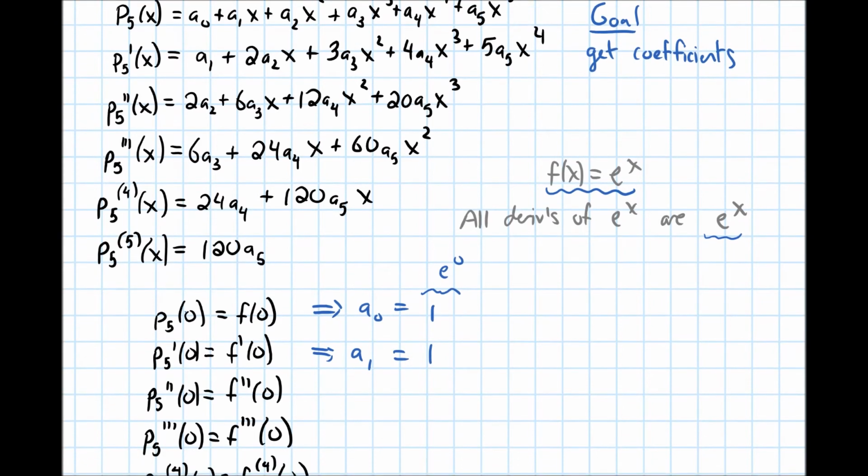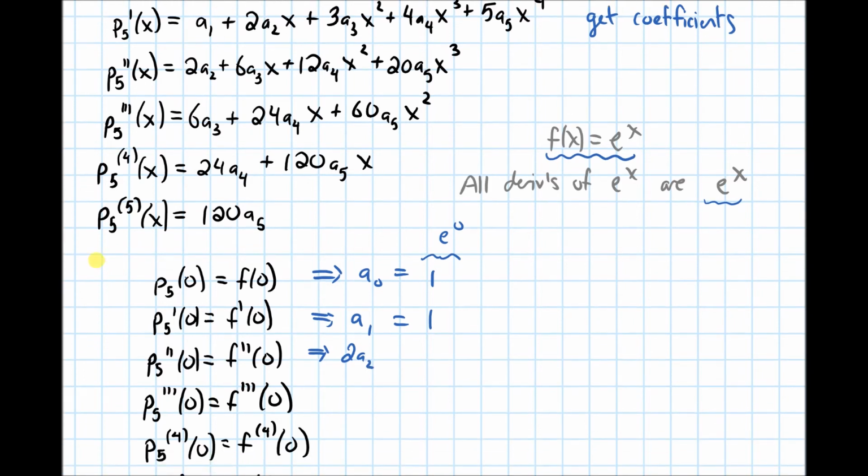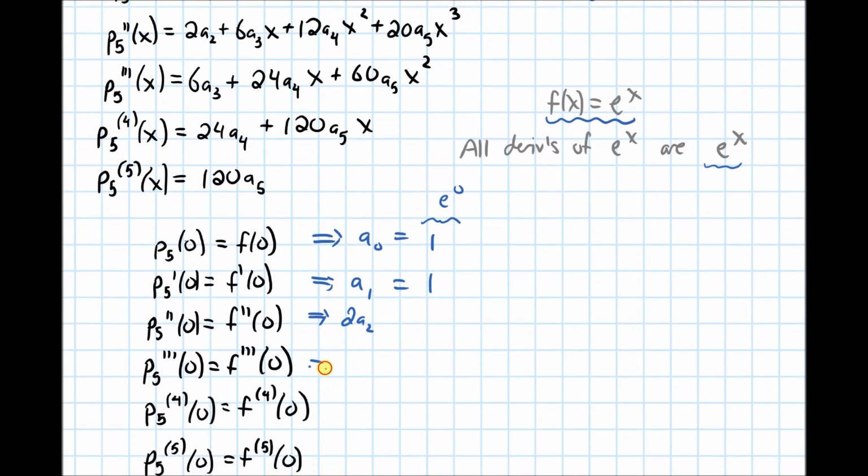So it might be tempting to think that, oh, maybe they're just all 1. Unfortunately, it's not quite that nice, but it still is pretty nice. All right, so now if we plug 0 into the second derivative of the polynomial, what survives is 2a2. I'm going to do this a bit more quickly now. If we plug 0 into the third derivative of the polynomial, we get 6a3. Into the fourth derivative of the polynomial, the only thing that survives is 24a4. And into the fifth derivative of the polynomial, we get 120a5.